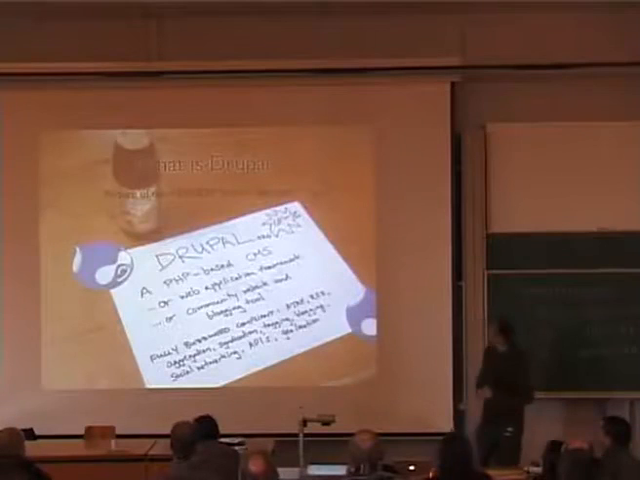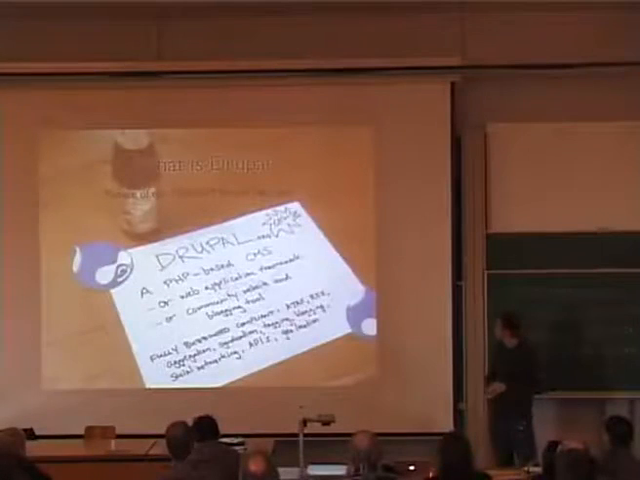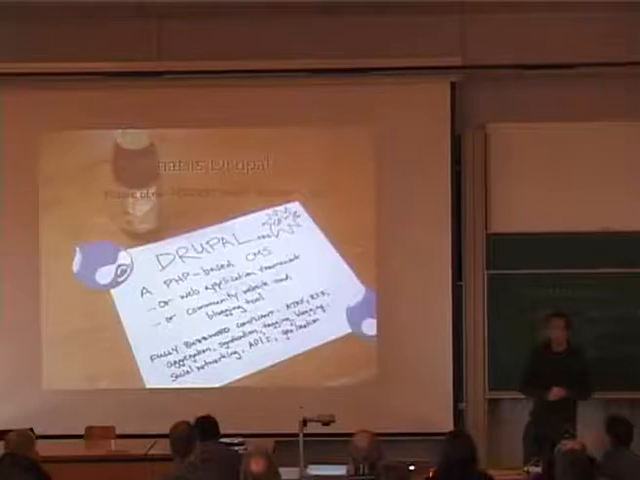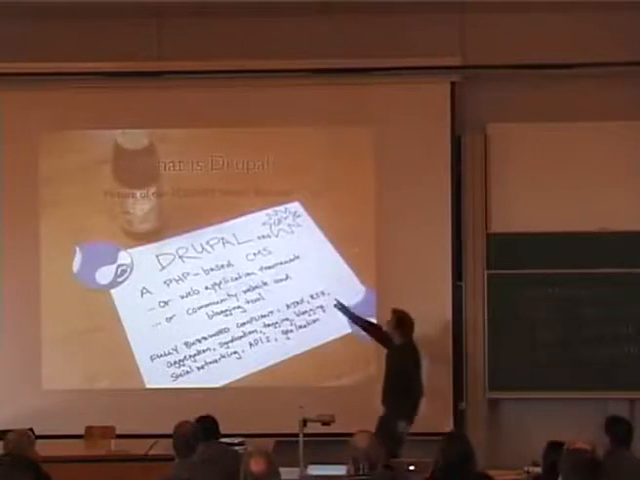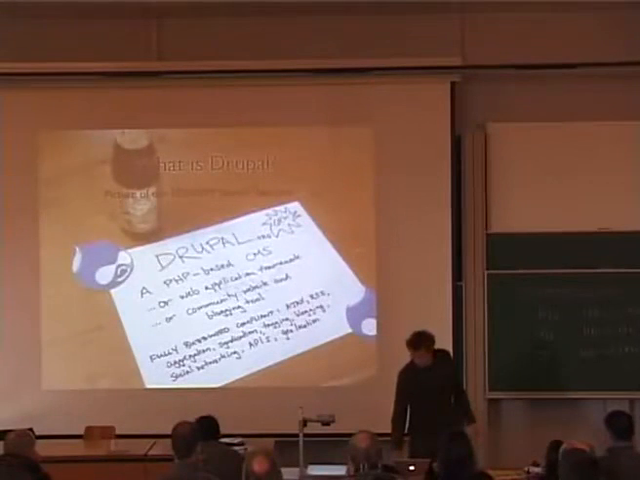It says, Drupal is a PHP-based CMS or a web application framework or a community website and blogging tool. And it's also fully buzzword compliant with Ajax, RSS, aggregation, syndication, tagging, blogging, social networking, APIs, and geolocation. And also it's GPL, as you can see in the right corner.